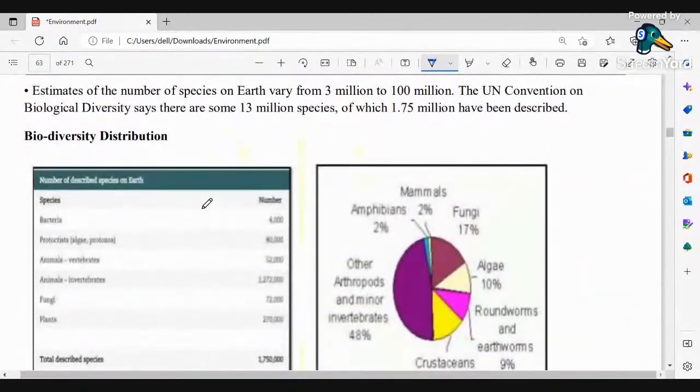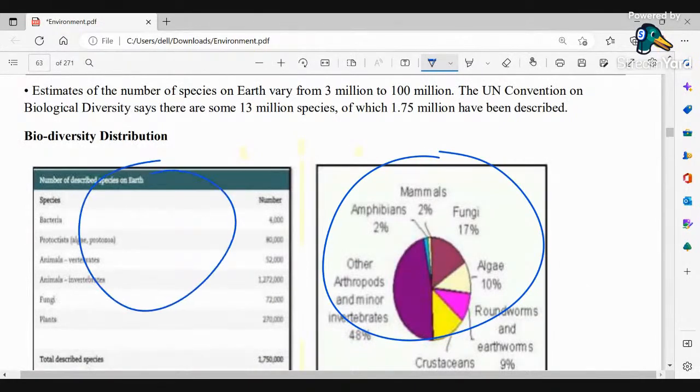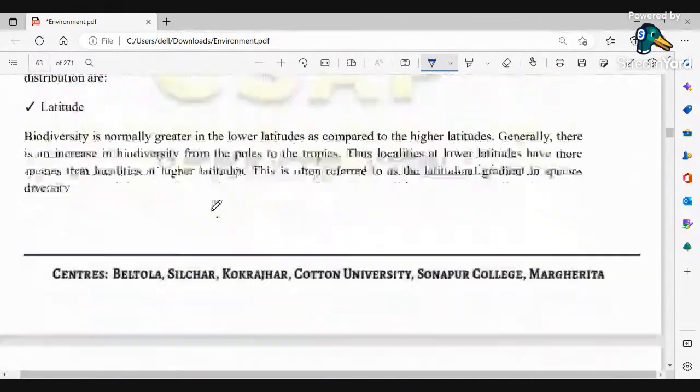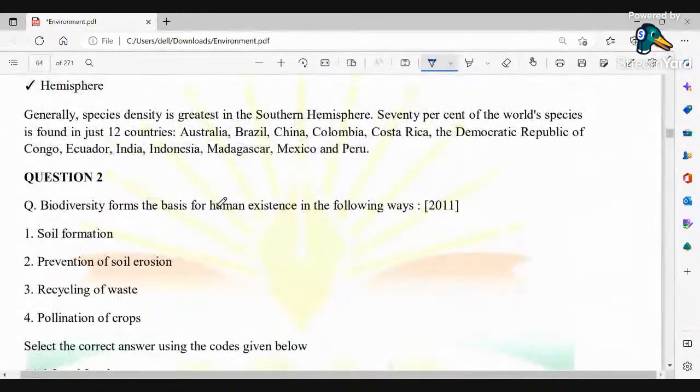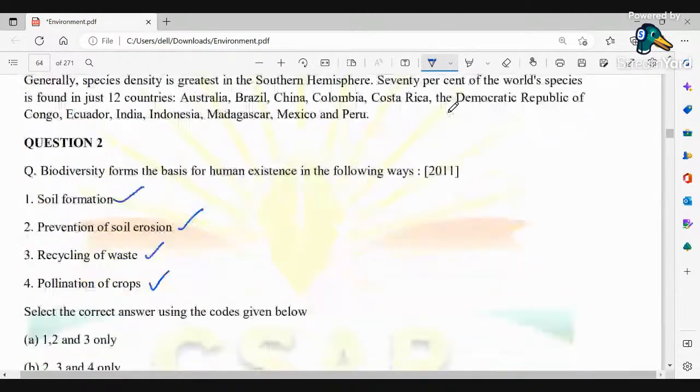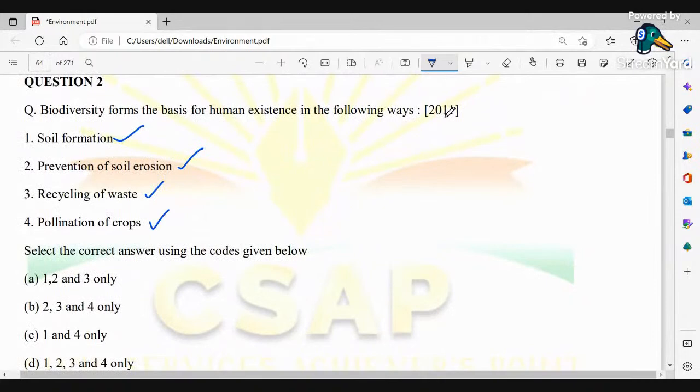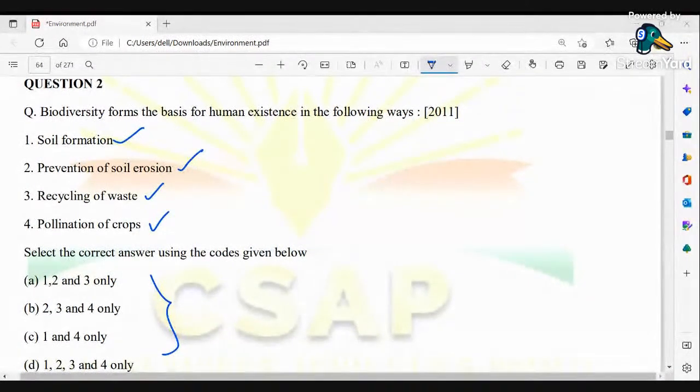So you can see the overall classification of biodiversity is over here with respect to species. Okay, coming to the next question. Biodiversity forms the basis for human existence in the following ways: soil formation, prevention of soil erosion, recycling of waste, pollination of crops. So which of the options given below are correct? So here the options are laid down. So do attempt these answers.